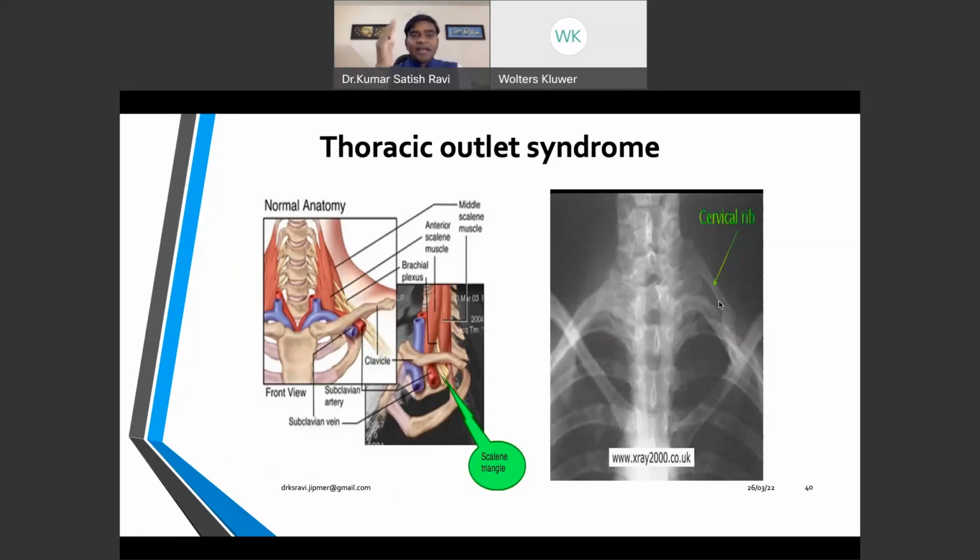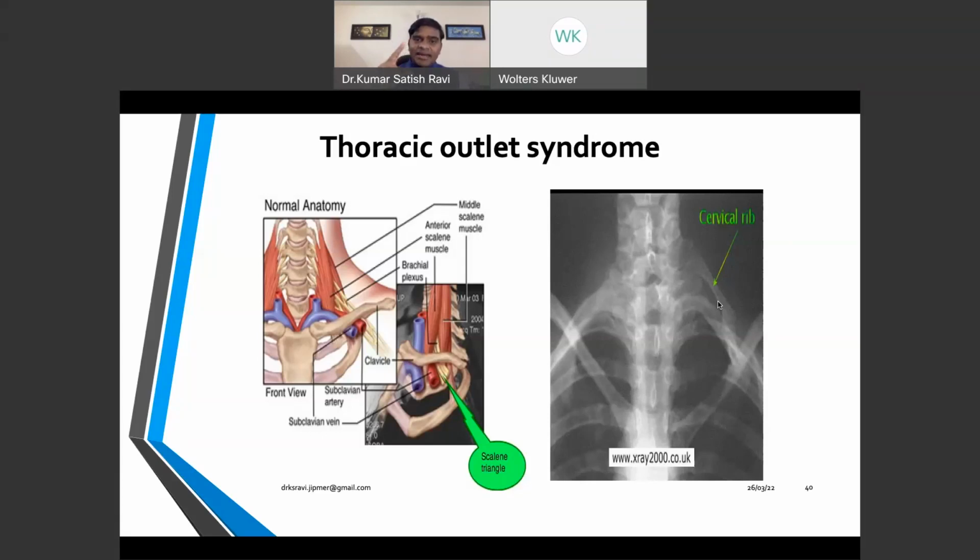Apart from that, towards the inner forearm there will be pain, and the radial pulse may be easily obliterated by movements of the arm, particularly with the arm extended and abducted at the shoulder. Sometimes the brachial plexus fibers are compromised by a translucent band extending from the rudimentary cervical rib to the first rib, and because of that C8 and T1 fibers are mostly affected. So this is all about thoracic outlet syndrome.